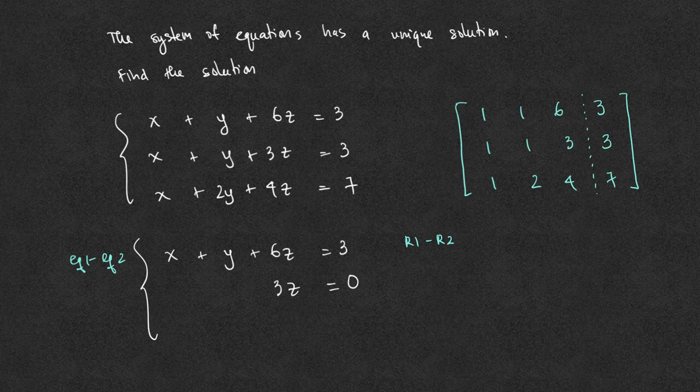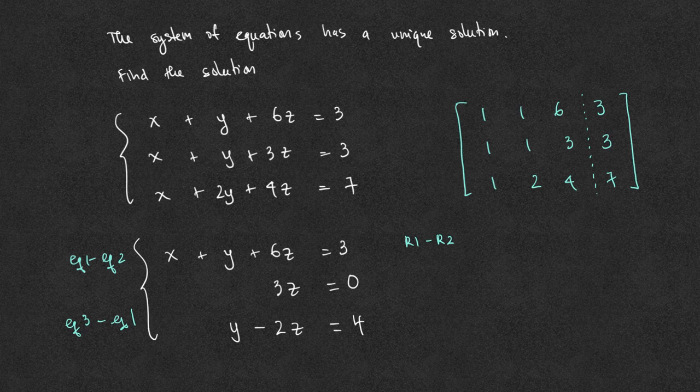To save a step, we can also take equation 3 minus equation 1, because we observe that if we take x minus x, the x will cancel out, and 2y minus y, then we only end up with 1y. So we end up with a new equation in this equivalent system of equations, which is x minus x is 0x, 2y minus y is 1y, 4z minus 6z is now negative 2z, and 7 minus 3 is positive 4, where we took equation 3 minus equation 1.